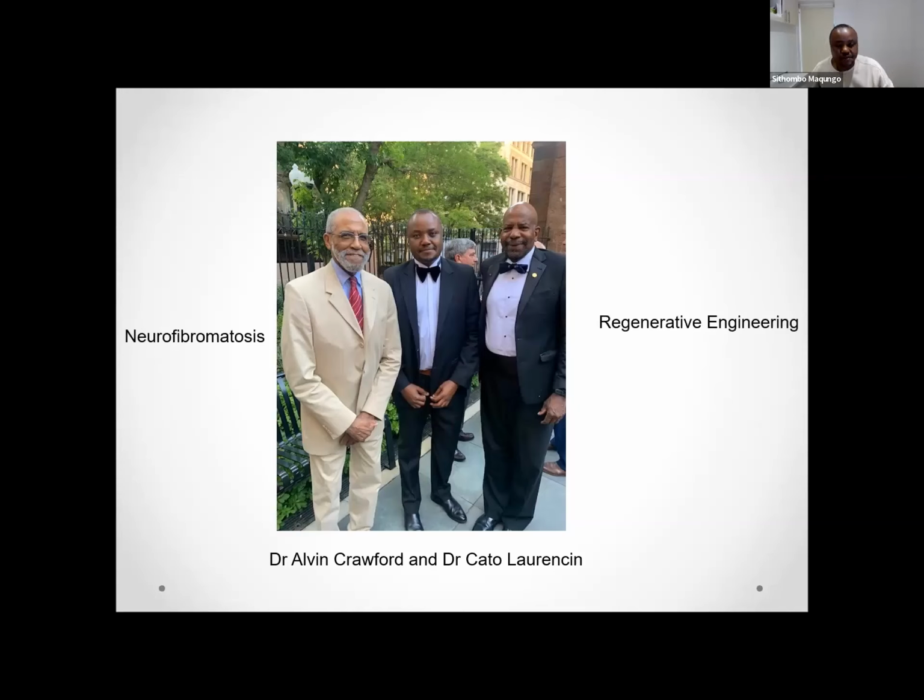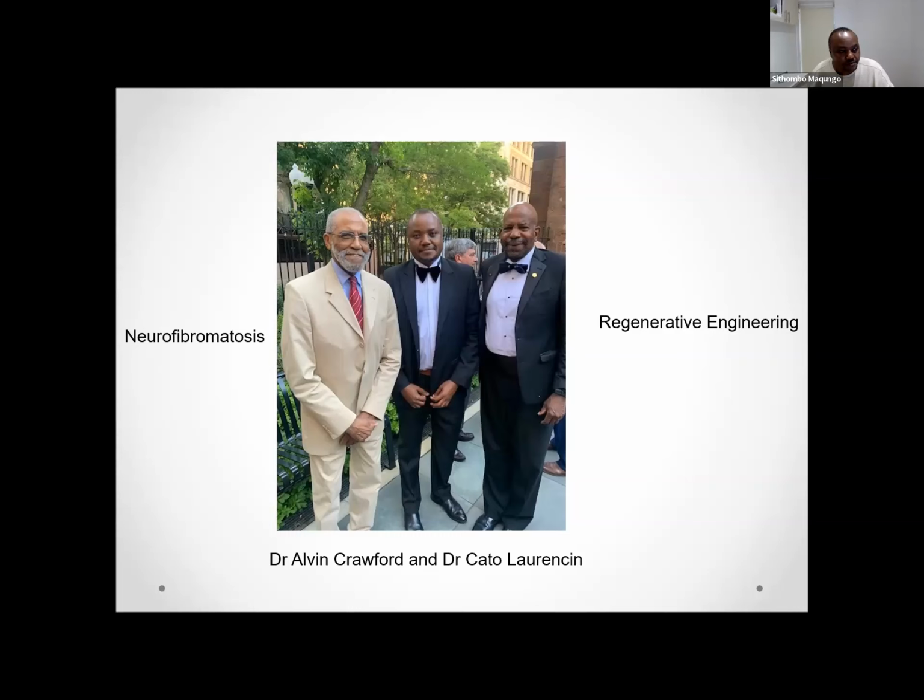But importantly, the guy on the right, he's probably the most accomplished person I have ever met in my life. So his whole thing is that he invented the field of regenerative engineering. And so both of them were honored at the American Academy meeting last year with Lifetime Achievement Awards.